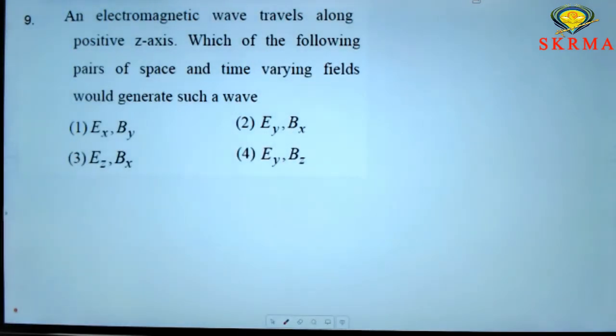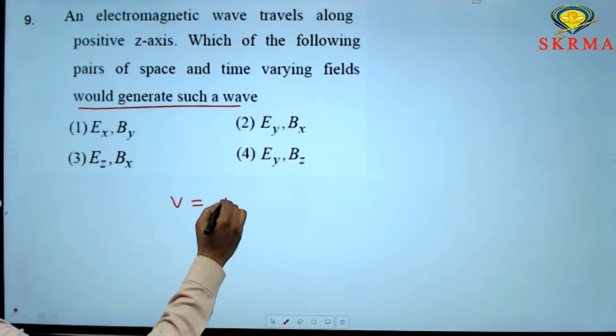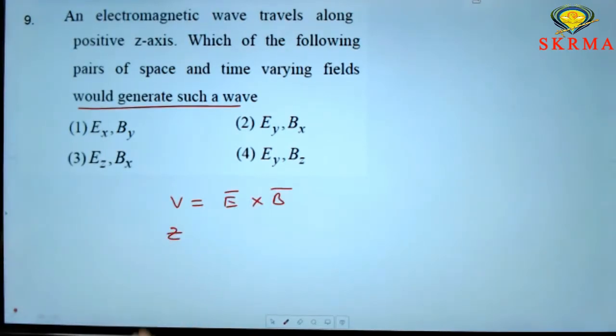Next, an electromagnetic wave travels along the positive z-axis. Now, the varying fields would generate such a wave. The electromagnetic wave direction is given by V equals E cross B. So V should be along the z-axis.